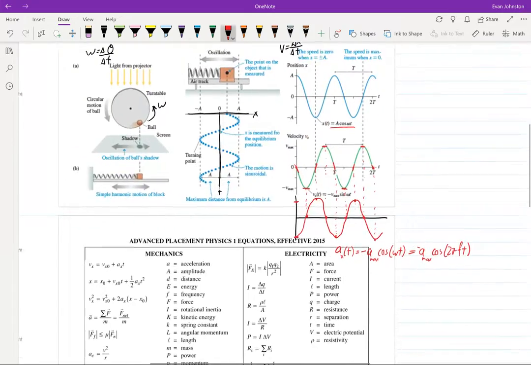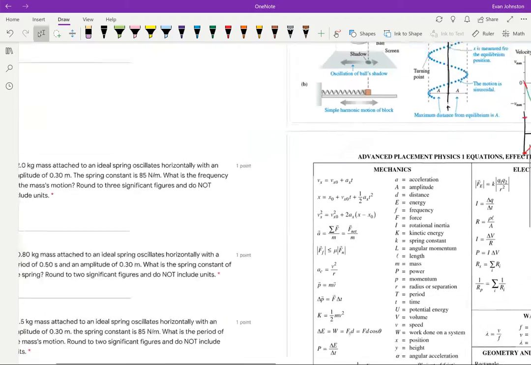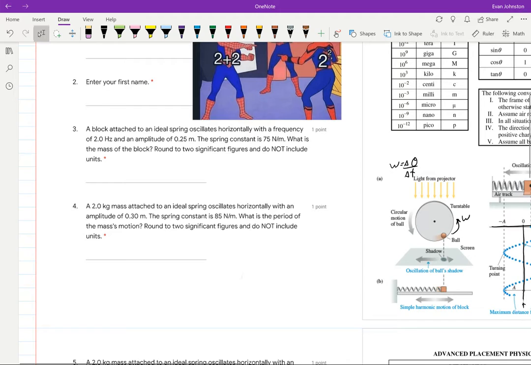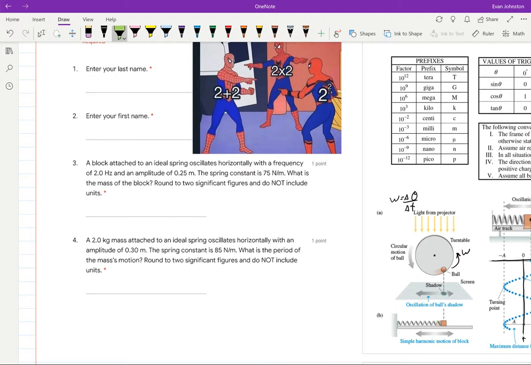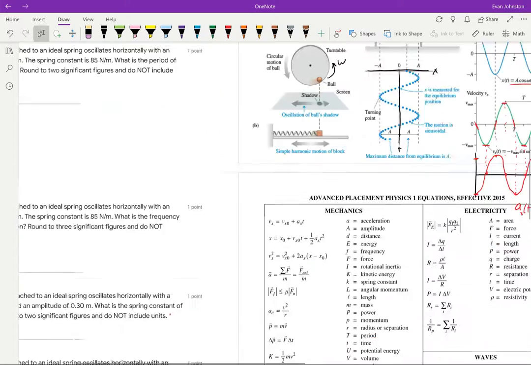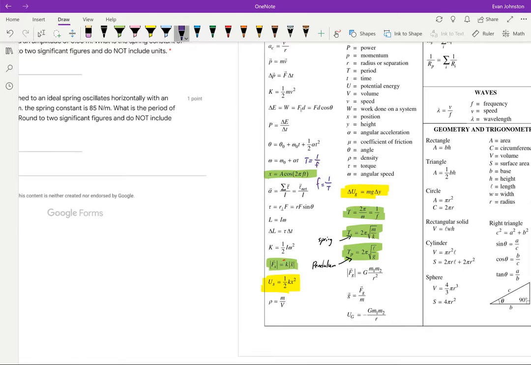Okay, wow, that was more than I was expecting to go into, but I hope that helped a little bit. So let's do some math now. We have a block on a spring, it has some frequency of 2 hertz, it has an amplitude of 0.25, and we're given our k value. What is the mass of the block? So we want the mass of the block. Well, there's really only one equation we had from earlier that even has mass in it.